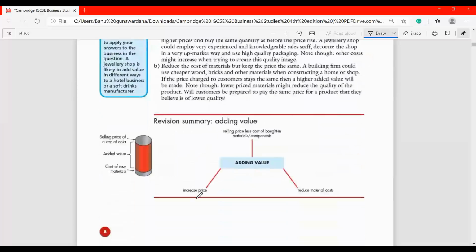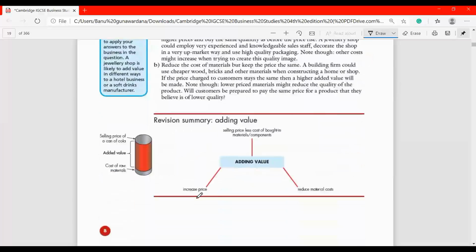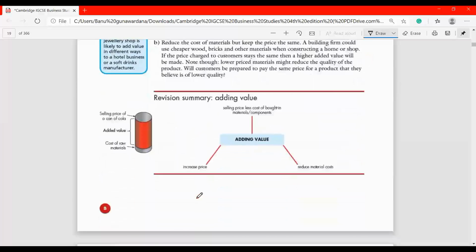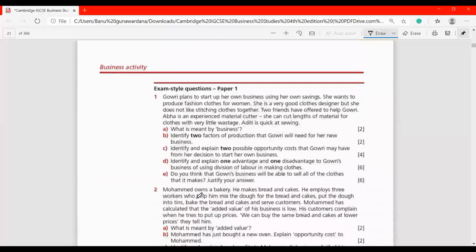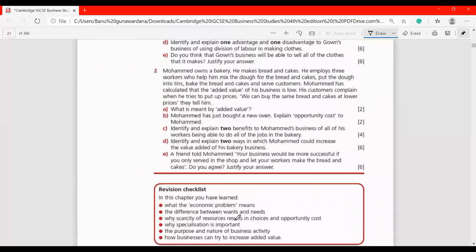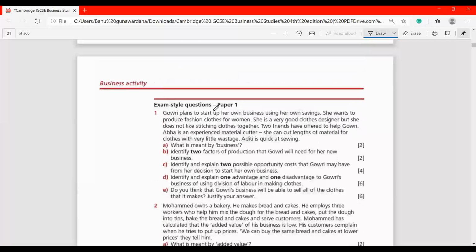So that brings us to the end of today's lesson, but we have a set of questions that we can attempt over here. So let's give a try at this.